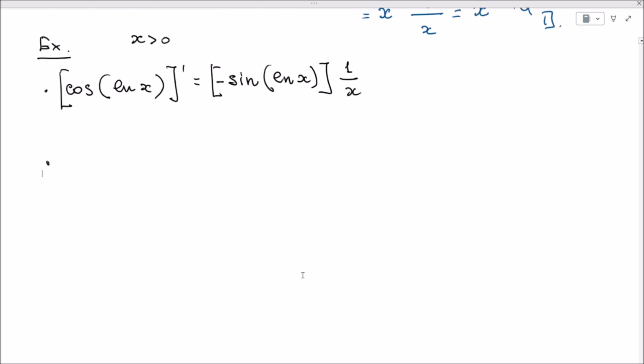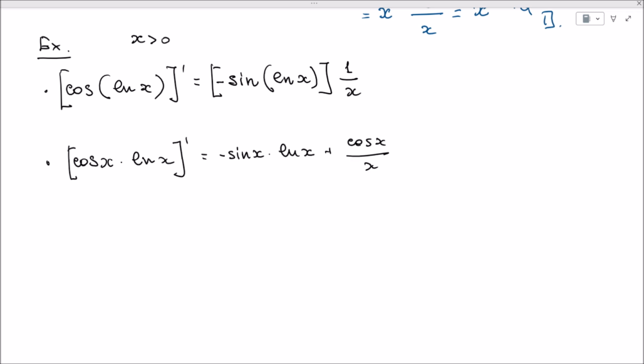Second example, let's say that we want to evaluate the derivative of the cosine of x times the logarithm of x. We want to evaluate the derivative of this product. Then we can use the algebraic theorem related to the product of two functions. So we have the derivative of the cosine, which is minus sine of x times the logarithm of x, plus cosine of x divided by x. This was a straightforward application of that theorem.